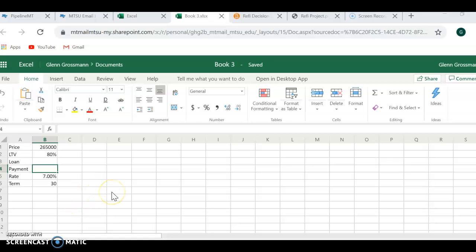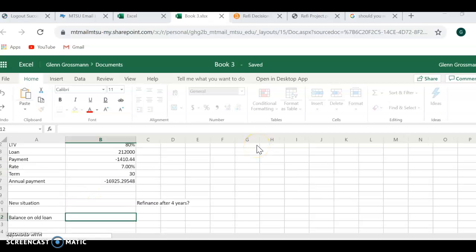Okay, I've gone in and put in our... okay, so let's try this again. So I'm going to use our present value function. That is equal to our rate divided by 12 years, and then we'll put in our term subtracted by our 4 years, and then multiply that by 12, and then we'll reference our payment.